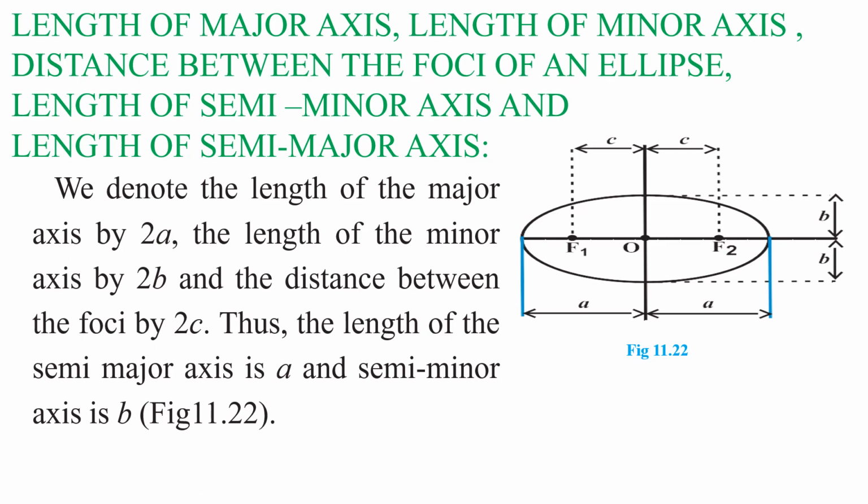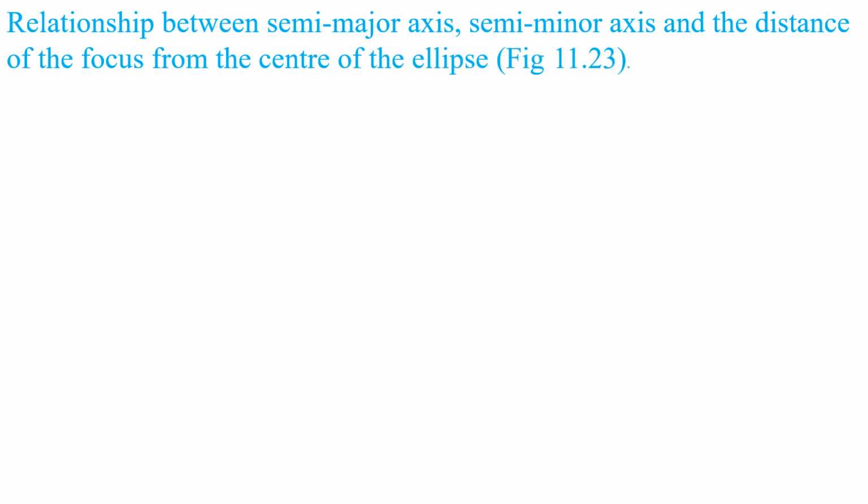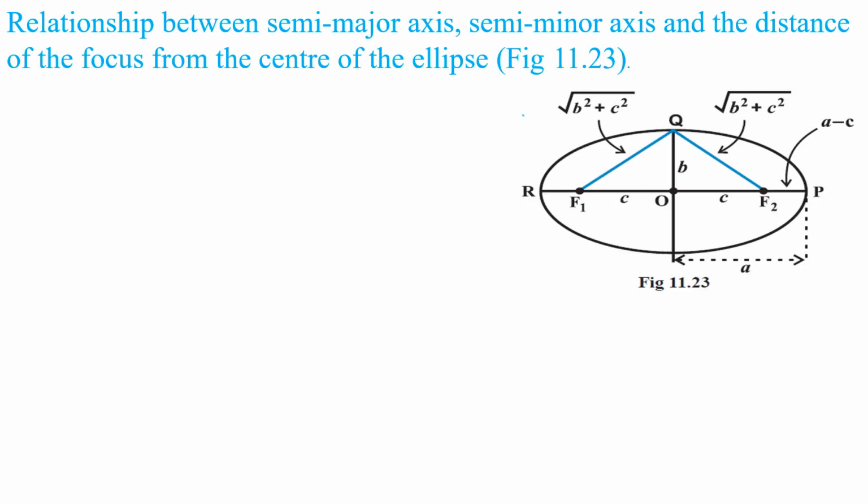Okay, my children? Now we are going to discuss the relationship between the semi-major axis, the semi-minor axis and the distance of the focus from the center of the ellipse. Here we are deriving the relationship between the semi-major axis, the semi-minor axis and the distance of the focus from the center of the ellipse. Okay, my children? Observe this figure, my children.